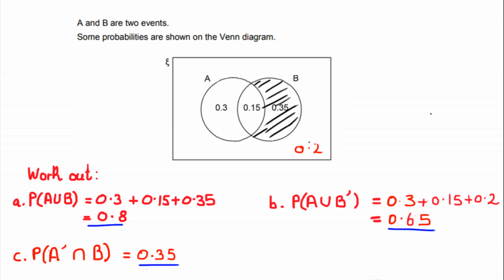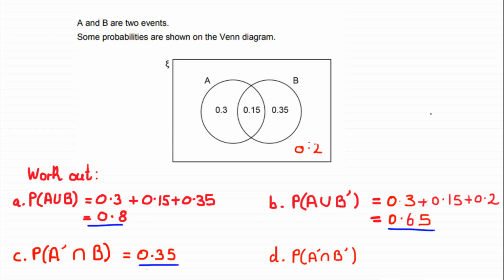And last but not least, let's see who can get this one. The probability of not A and not B? Who's got any ideas of how to do this one? Think about it, you can even look at it literally. What does not A and not B mean? And where is that region on this Venn diagram? Or you could simply use the method that I showed you earlier.